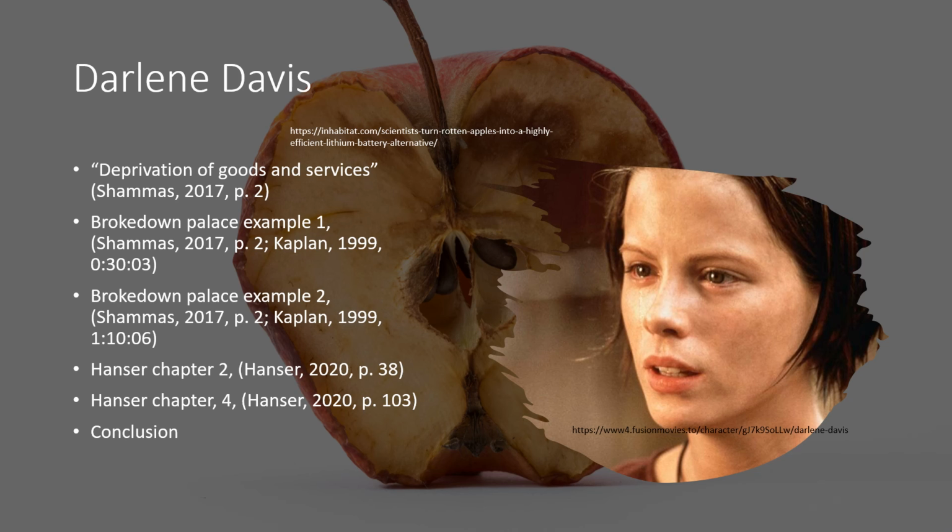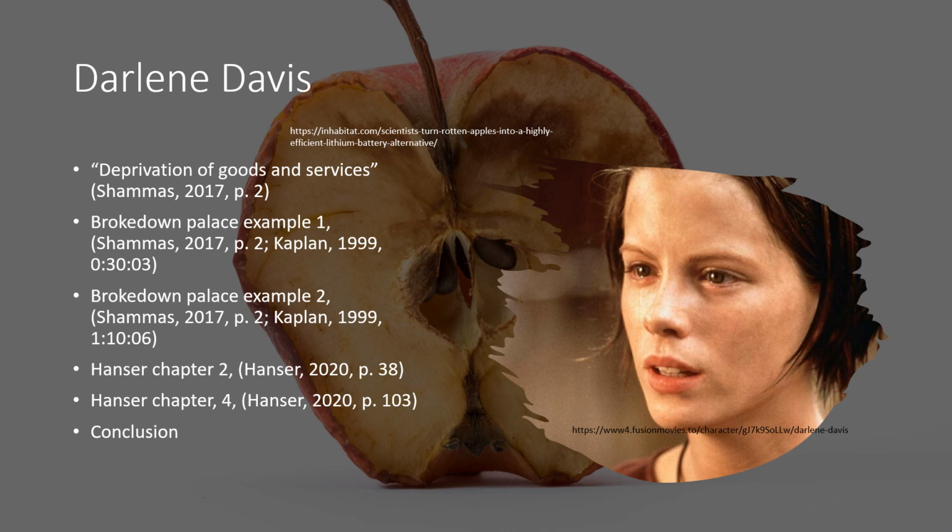The Brokedown Palace example of this comes from Kaplan, 1999, 30 minutes, 3 seconds. This is essentially where Darlene is being deprived of fruit by the guard. If she were outside prison, she would have been able to enjoy any fruit that she wanted to.